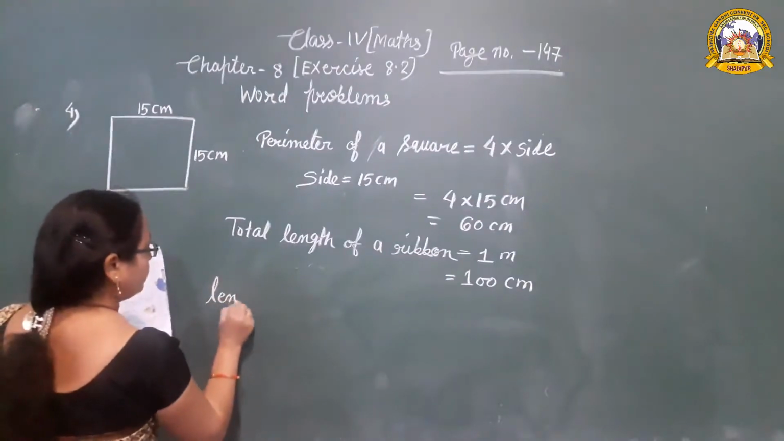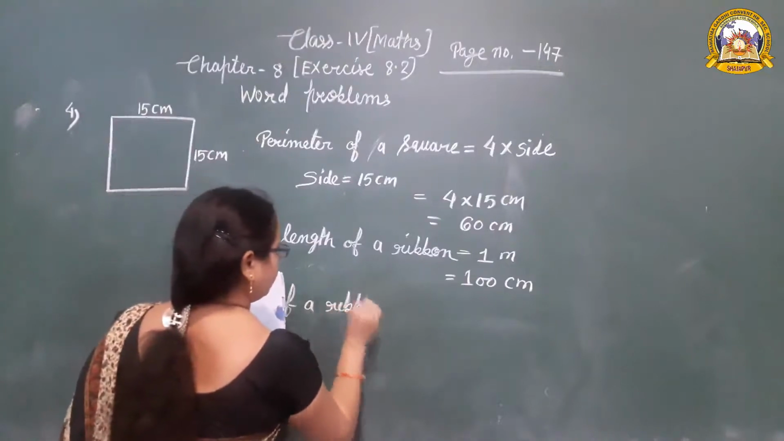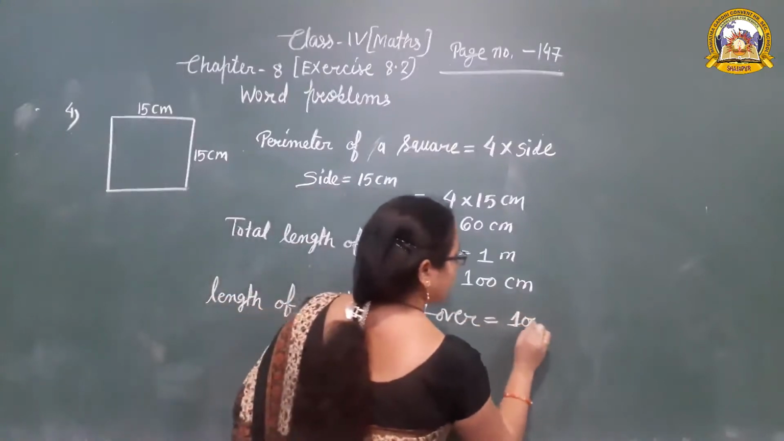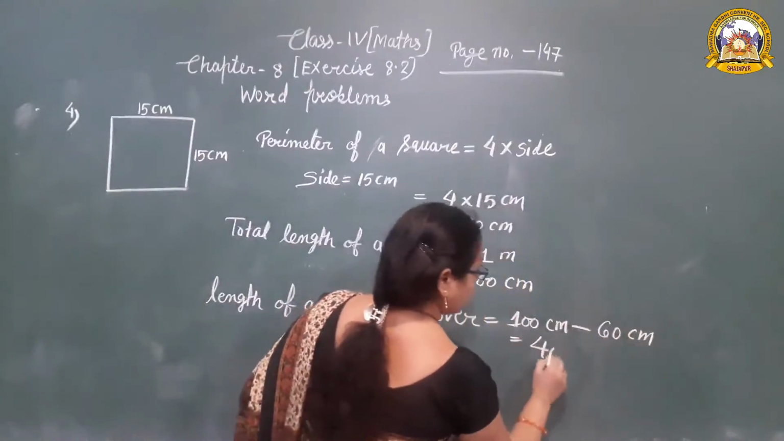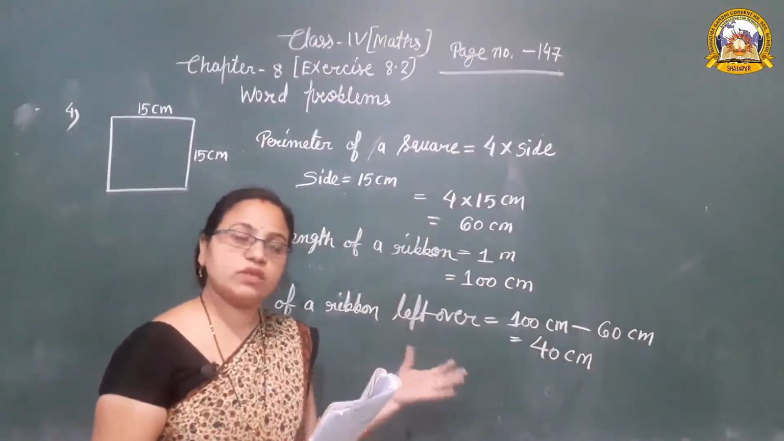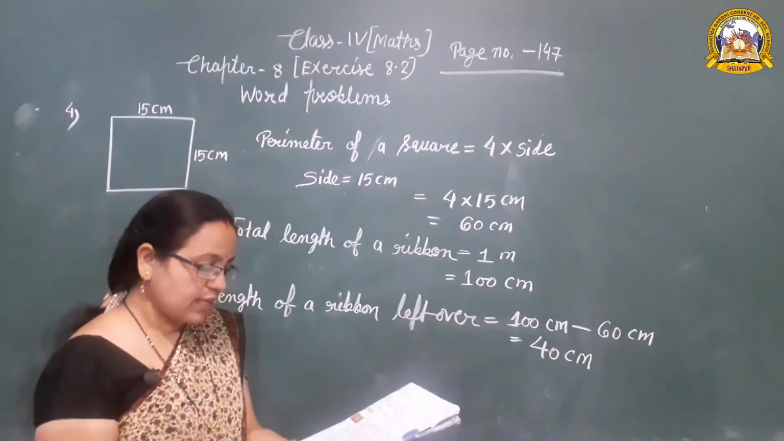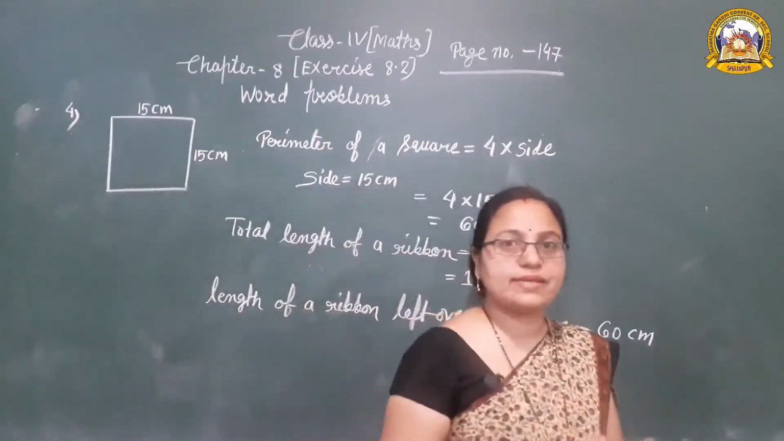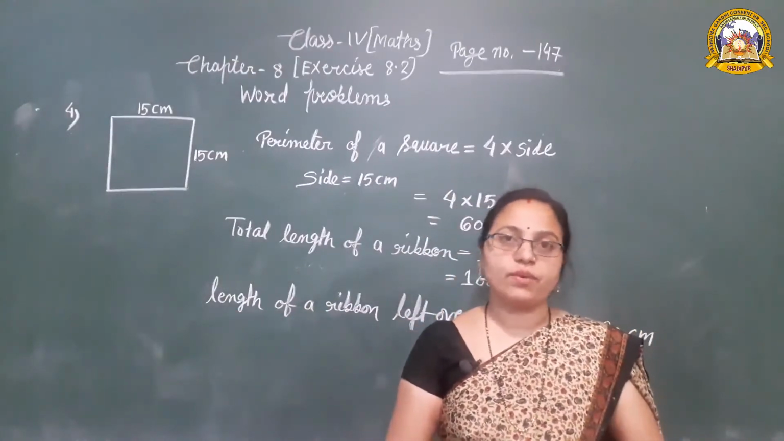So the length of the ribbon left over is equal to 100 centimeter minus 60 centimeter. It means the answer is 40 centimeter. It means how much portion of the ribbon is left over? Left over is 40 centimeter. Okay, so now this exercise is finished, and at least 1 time or 2 times you have to solve this exercise in your rough copy. Okay, and also you have to complete the CW copy. Thank you.